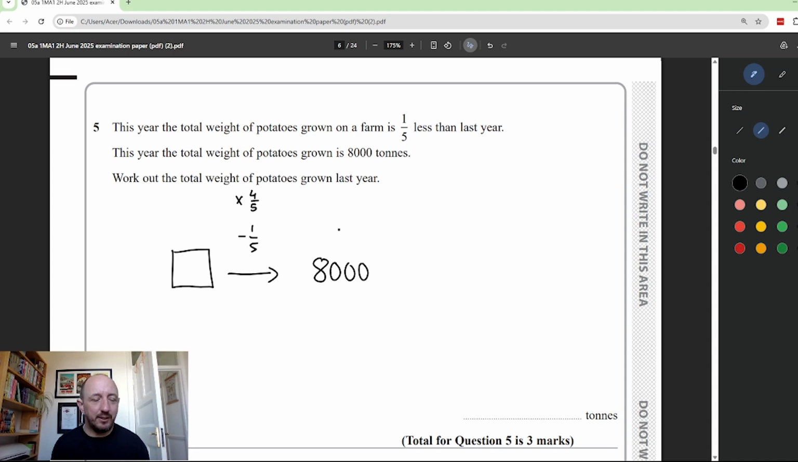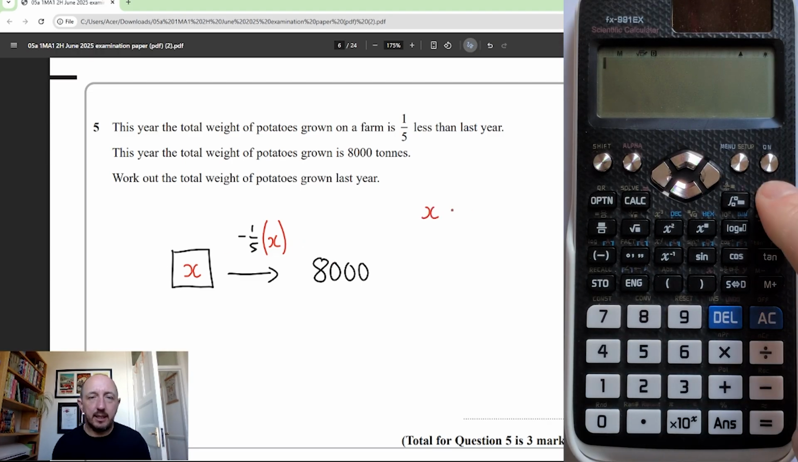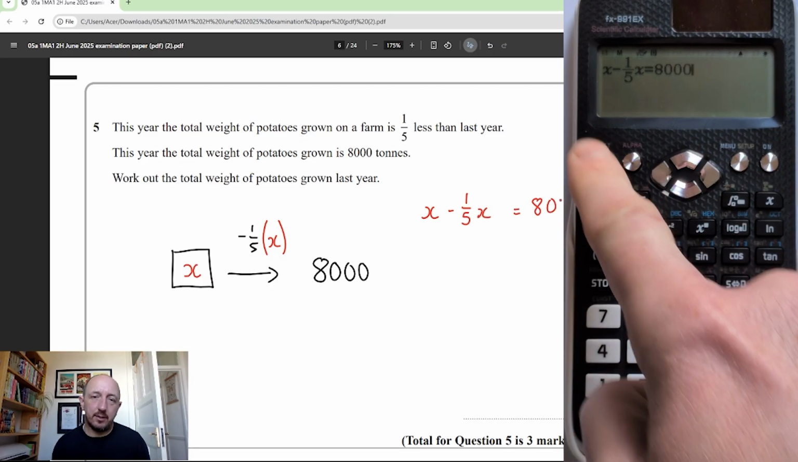But what about if you don't remember that in the exam? Let's have a look at how we can use the calculator to help us. This box here is the thing that we don't know, so let's call it x. And then the fifth is a fifth of the original, which we don't know, so that's a fifth of x. Of means times, so the box, minus a fifth of that, will give us 8,000. We can try to create this on our calculator: x minus a fifth of x is 8,000.